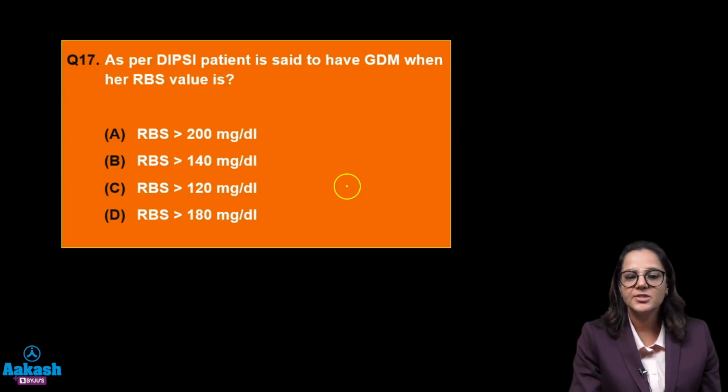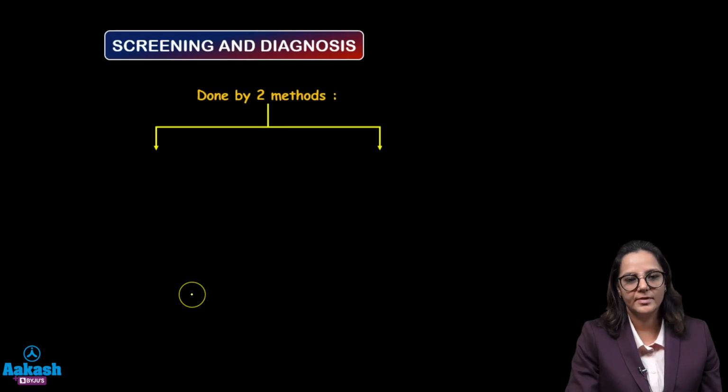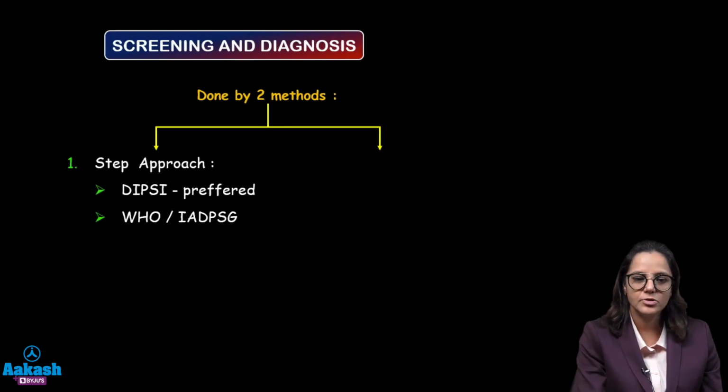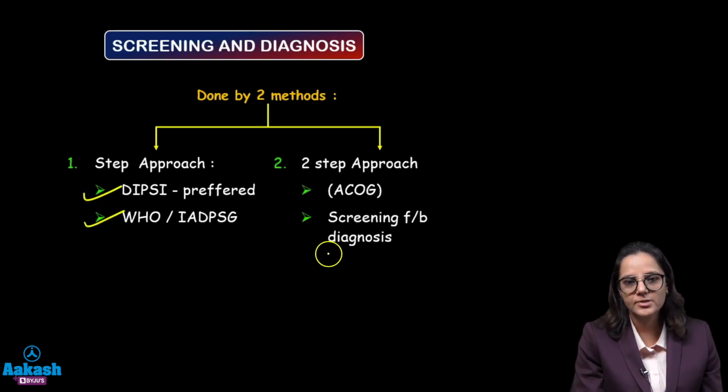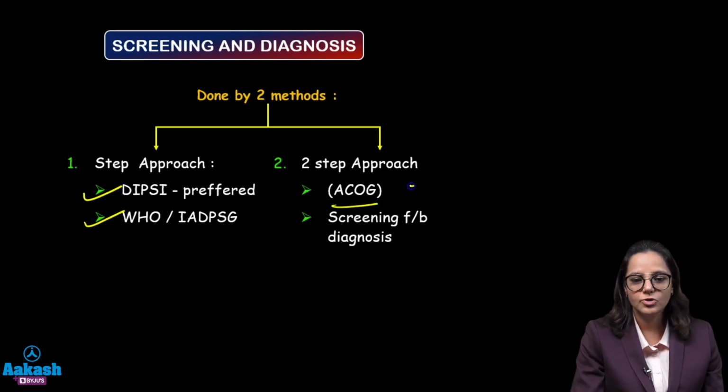As per DIPSI, patient is said to have gestational diabetes at what random blood sugar value? So the screening of diabetes is done by 2 methods. One-step approach, which is DIPSI and WHO, and 2-step approach, which is by ACOG. So in the ACOG approach, what were we doing?